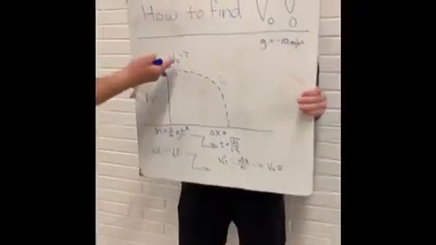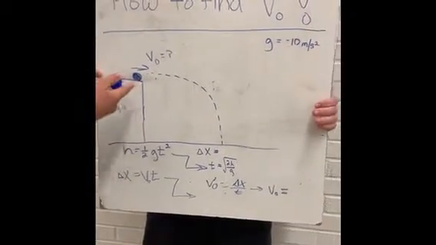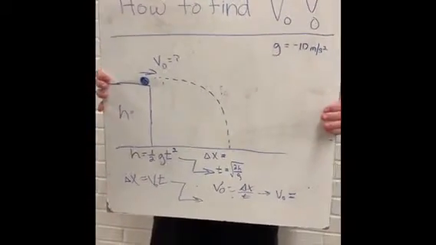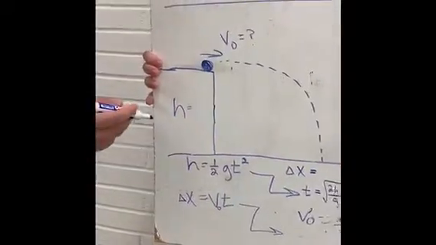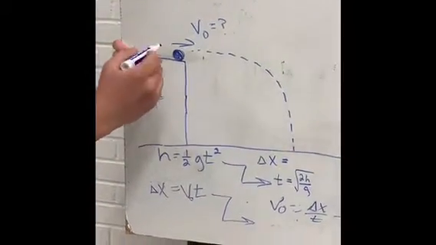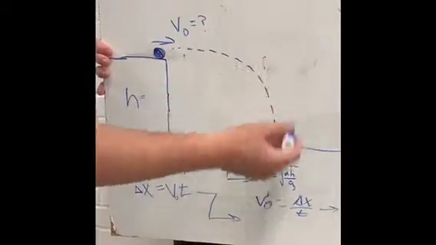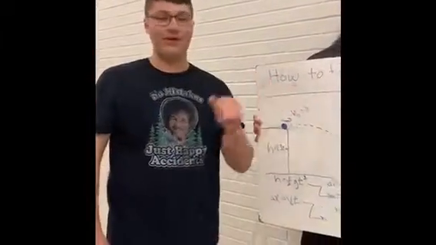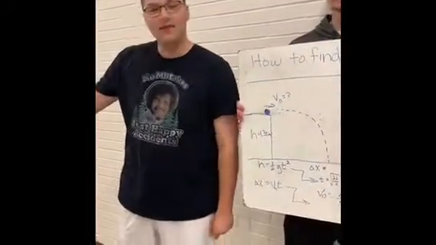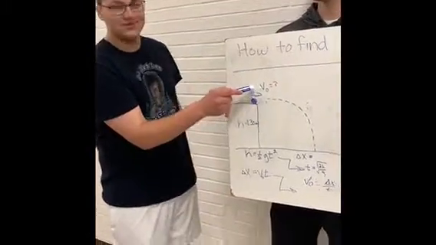Now that we know how to solve for v sub 0, we are going to test this with the Nerf gun. The Nerf gun is 1.35 meters above the ground. It's going to be fired horizontally and it will hit the ground some x meters away. Now we are going to fire the bullet and determine the x distance so we can find v sub 0.